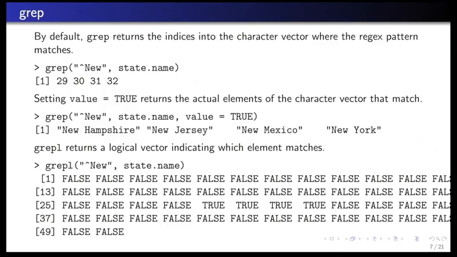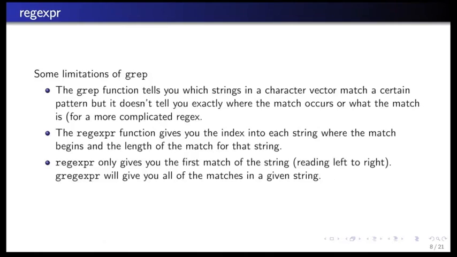And then grepl is just a variation of grep. If I call it on this, it gives me a logical vector that's the same length as this character vector, but it's true or false, indicating whether or not the pattern matched on that string. So you can see that it's all false, except for the 4 right here, which are New Hampshire, New Jersey, New Mexico, New York. Those are the only ones that match. Sometimes you need a logical vector like this if you want to do some subsetting or something like that.